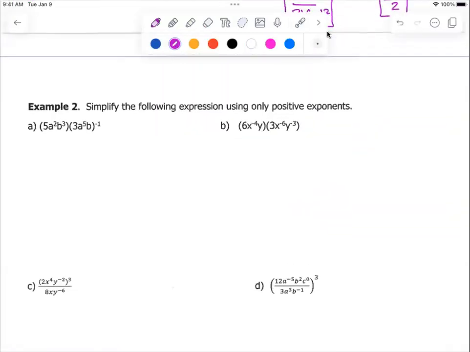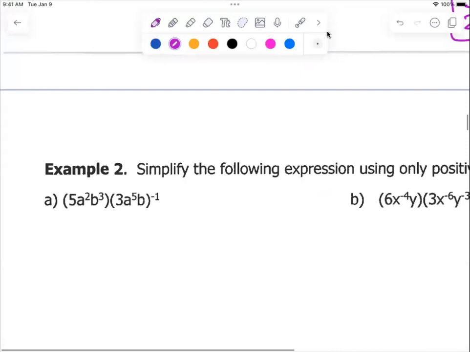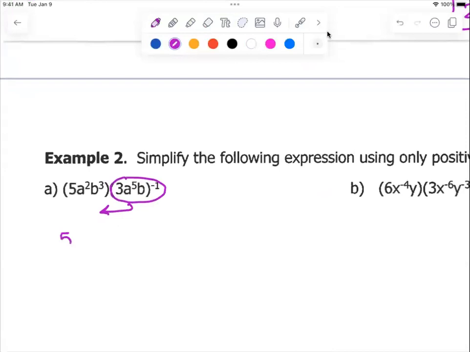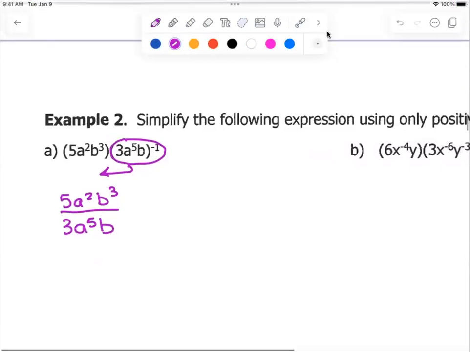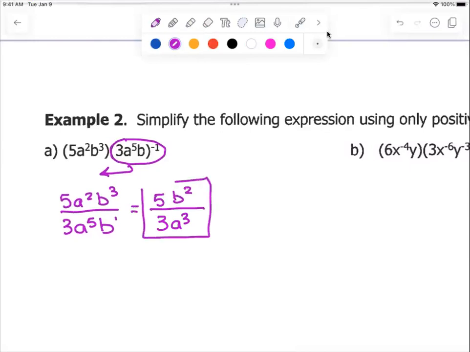So we've got 4 examples here. For the first one, because this is being raised to a negative 1, I'm going to go ahead and move the whole thing down. So really, this problem is 5a squared b cubed over 3a to the 5th b. Now I have all positive raised to the positive 1, but anything to the 1 doesn't change it. So I'm just going to keep it like that. 5/3 does not simplify. A squared over a to the 5th, there's more a's on the bottom, 3 left over. B cubed over b, remember this is like a 1, so 3 minus 1 means there's 2 left over, and there are more left on the top.